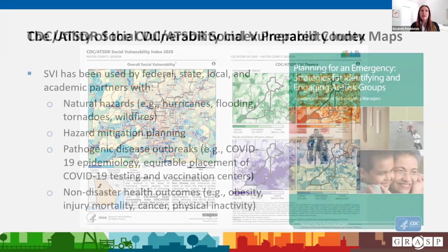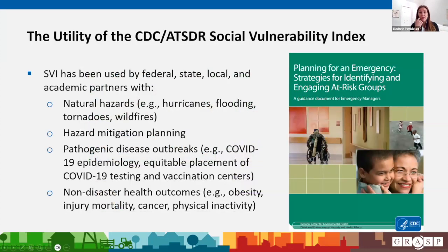And then regarding the utility of the SVI, the SVI has been used by several federal, state, local, and academic partners for a variety of purposes. So our tool has been used to help with understanding the association between social vulnerability and physical hazards, such as hurricanes and tornadoes, or planning hazard mitigation and public health funding allocation. And these are among the traditional uses of SVI.